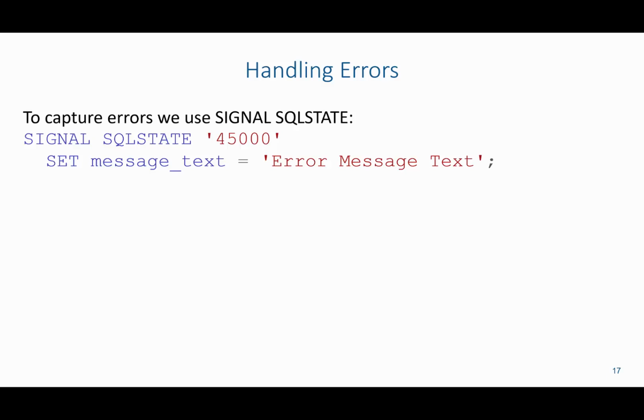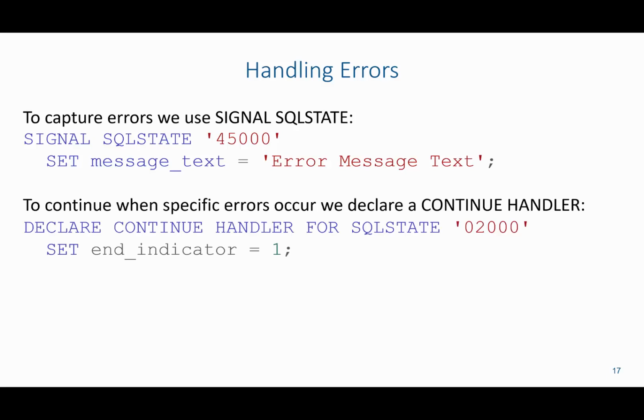We use what is called signal SQL state. We're going to use an arbitrary number of 45,000, so we'll say signal SQL state of 45,000. There are default numbers that are associated with MySQL error messages, so 45,000 is outside this range and is perfectly acceptable to use. Then we can set message text equal to the error message that we want to display.